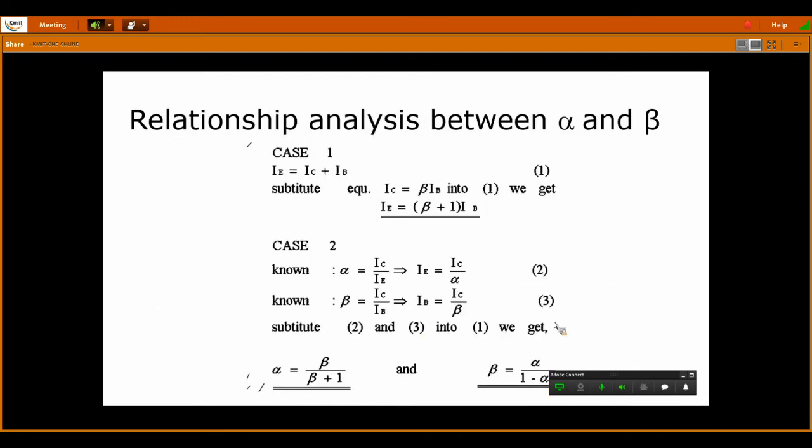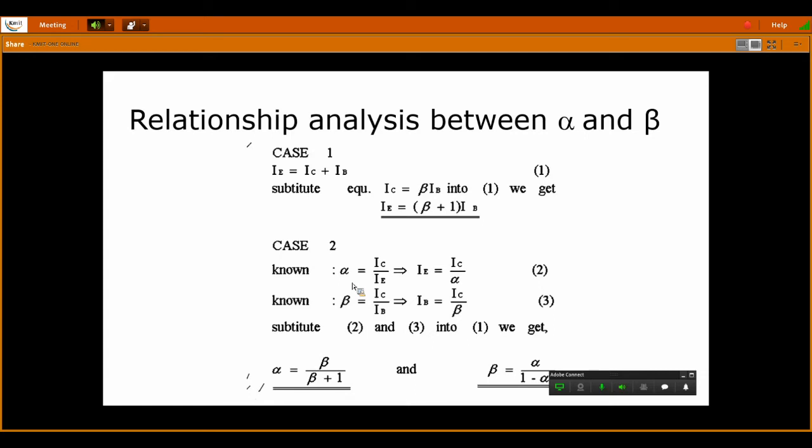Next, the relationship between alpha and beta, as alpha is the common base current gain and beta is the common emitter current gain. As we already know from transistor analysis, the emitter current is equal to IC plus IB, and IC is equal to beta IB. Here I just substituted beta IB directly for IC, so the emitter current is equal to beta plus 1 times IB.